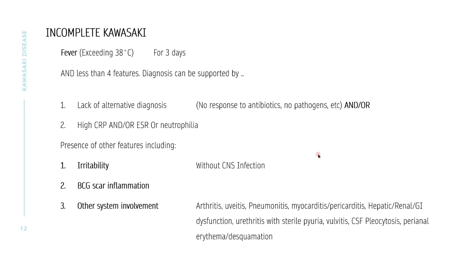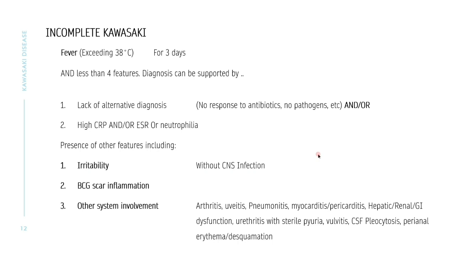And of course, you will have less than 4 features because it's incomplete. But there are certain points that can bolster your suspicion of Kawasaki. This is a patient that has presented, you started them on antibiotics, 2-3 days, fevers haven't really settled, and you have looked everywhere else for a cause of that fever. You've done blood cultures, you've done viral swabs, and there isn't really a cause there. So at that point you should have that in the back of your mind: could that be Kawasaki? A lack of alternative diagnosis is a point towards Kawasaki.